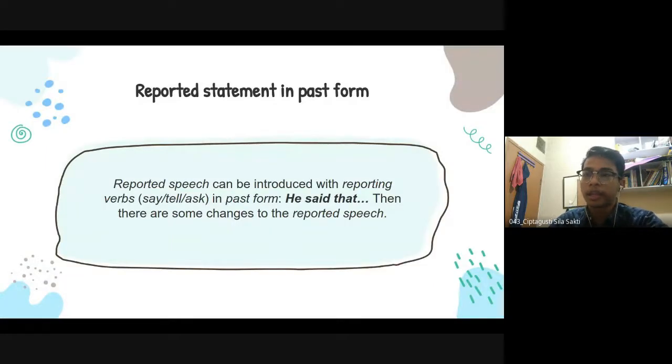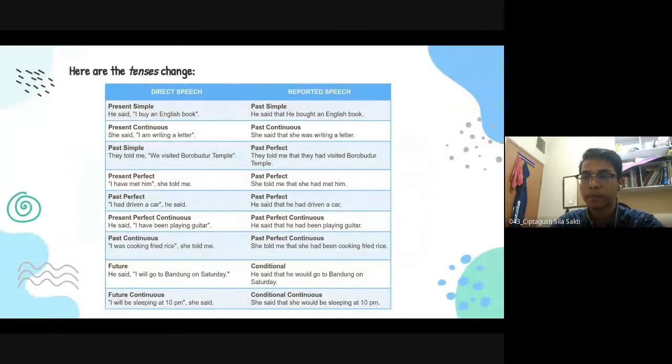And then the second type is reported statement in past form. Reported speech can be introduced with the reporting verb say, tell, or ask in past form. "He said that..." Then there are some changes to the reported speech. And here are the tense changes. For direct speech present simple, we have to change it to past simple.